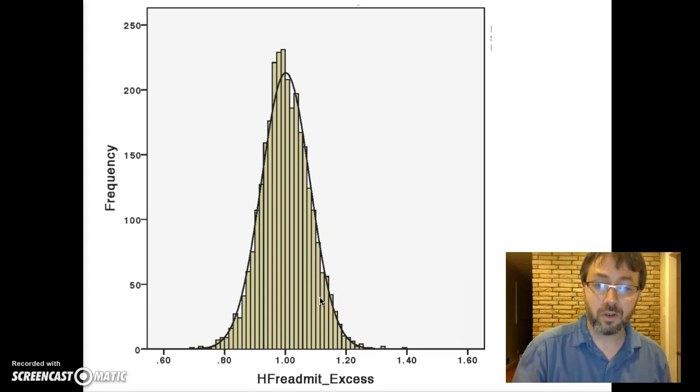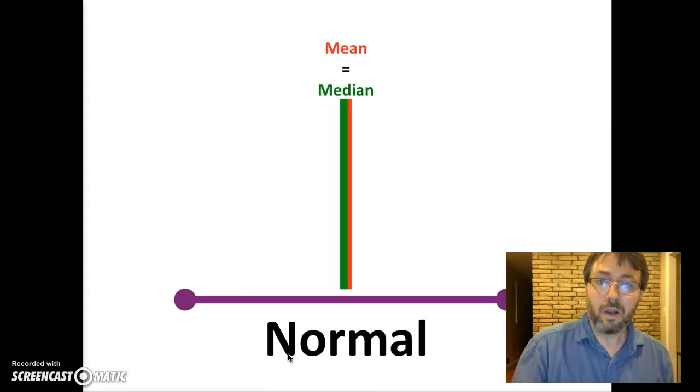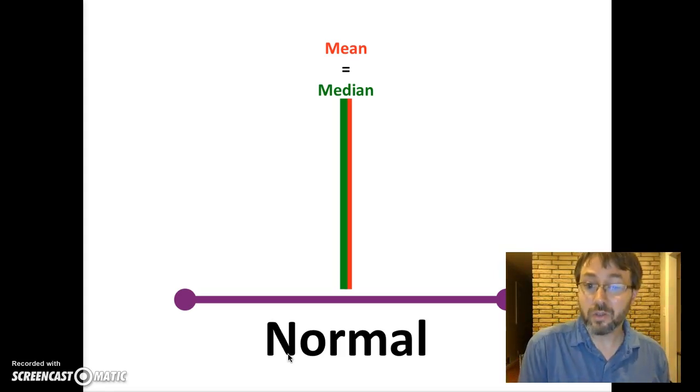So in this histogram, the frequency on the left is the number of facilities, and on the x-axis we have the excess readmission ratio. So when we run the descriptive statistics for mean and median, you can see that the mean is 1.00, which I've graphed here, and the median is 0.99. So in these data, the mean and median are essentially identical. And when that occurs, as we've said, that characterizes a normal distribution.